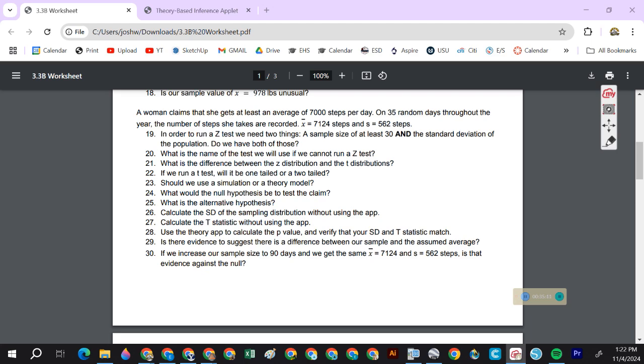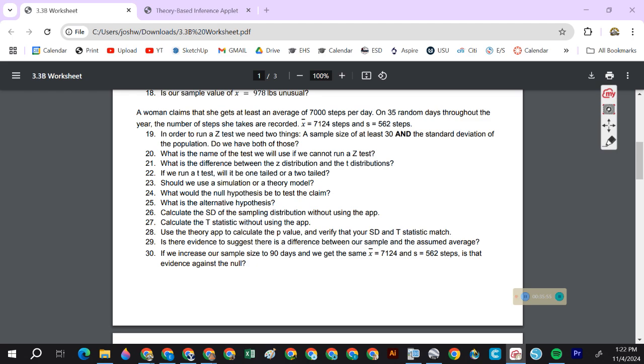Okay, so number 20 is a t-test. What is the difference between the z distribution and the t distribution? The t's are wider and shorter than the z. And you don't need to write this down, but there's only one z distribution, and there are an infinite number of t distributions. Okay. If we run a t-test, will it be one-tailed or two-tailed? Look at the original claim. One-tailed because she said at least 7,000.